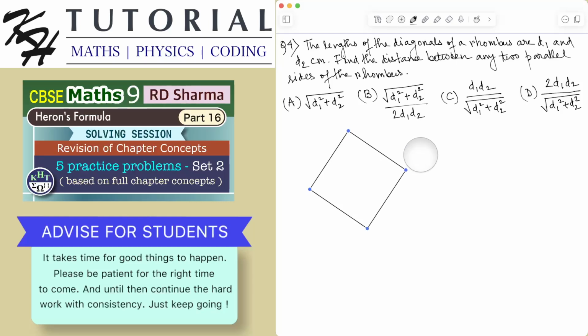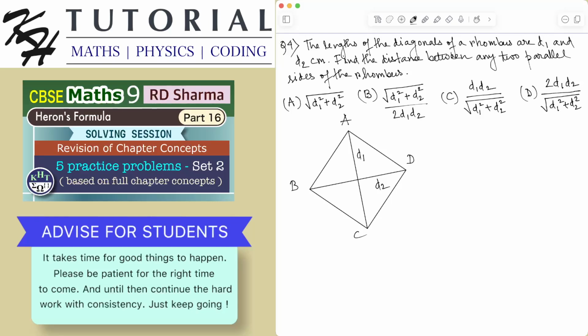It's not looking like a rhombus. Anyway, let's consider this to be a rhombus ABCD. So the diagonals are AC and BD. Let's say the length of AC is D1 and the length of BD is D2. Find the distance between any two parallel sides of the rhombus.